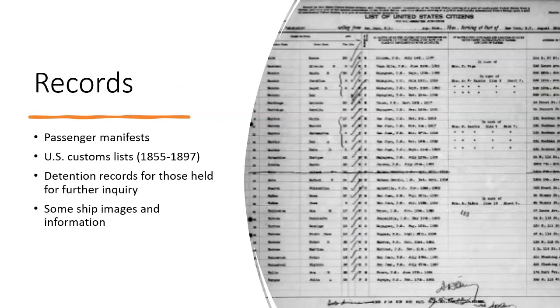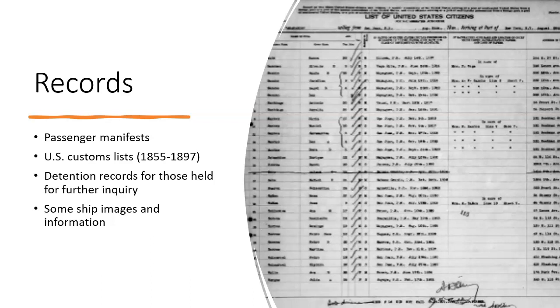Now, what kind of records might you find? Passenger manifests, which were one page until 1907 and then went to 2 pages long. For a period of about half century or so, you'll be looking at customs lists instead of passenger manifests because those original manifests were destroyed in a fire.